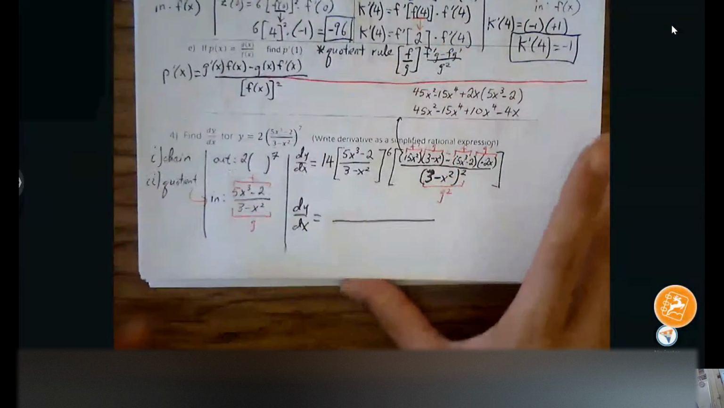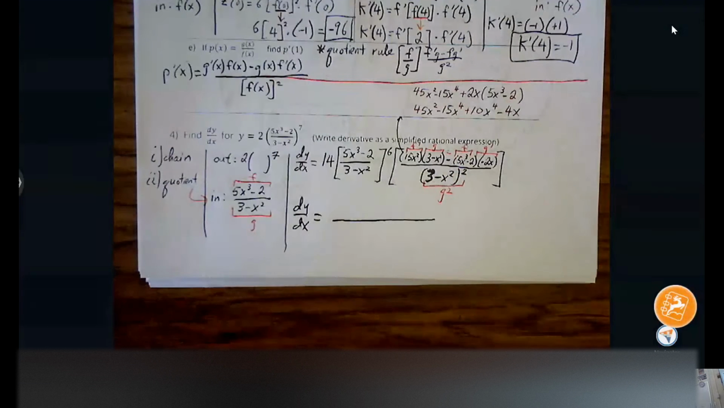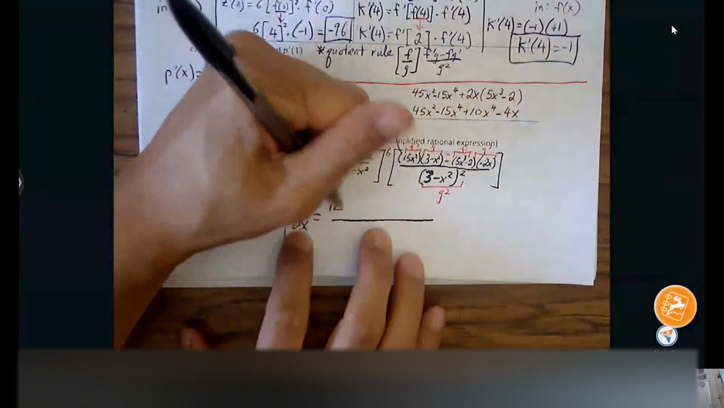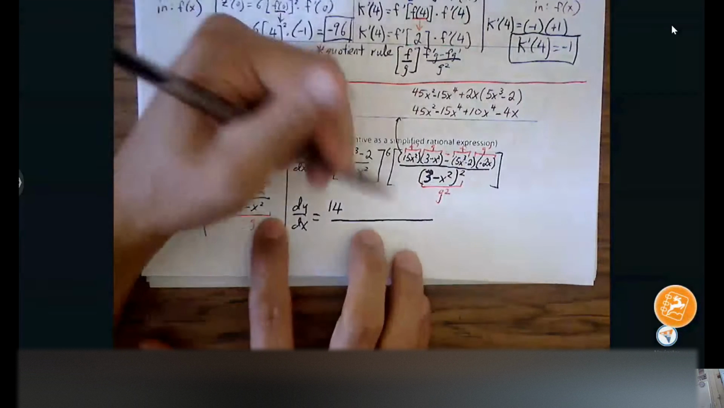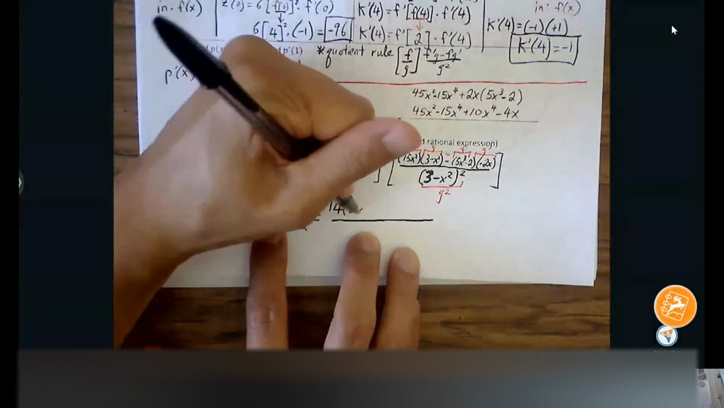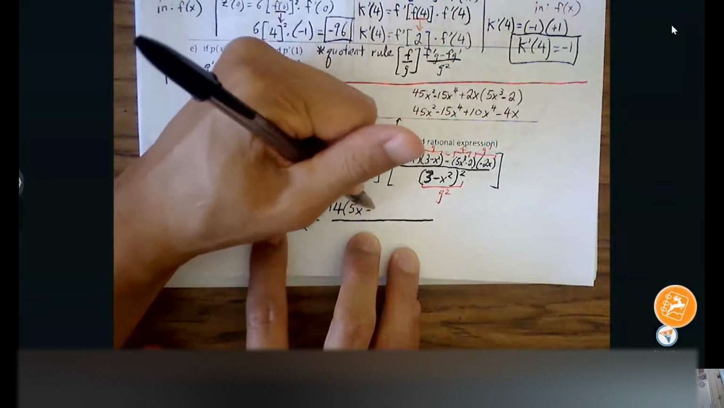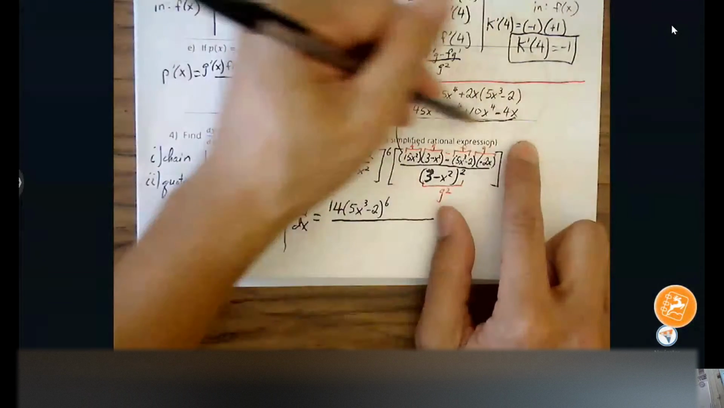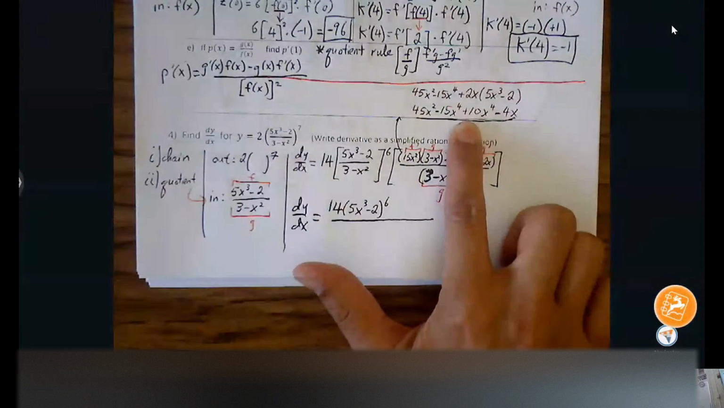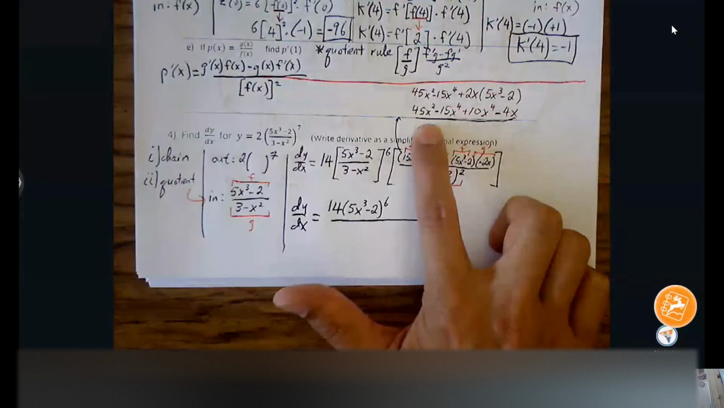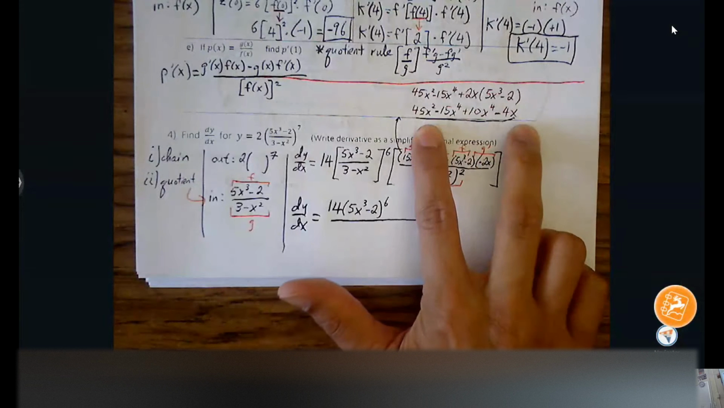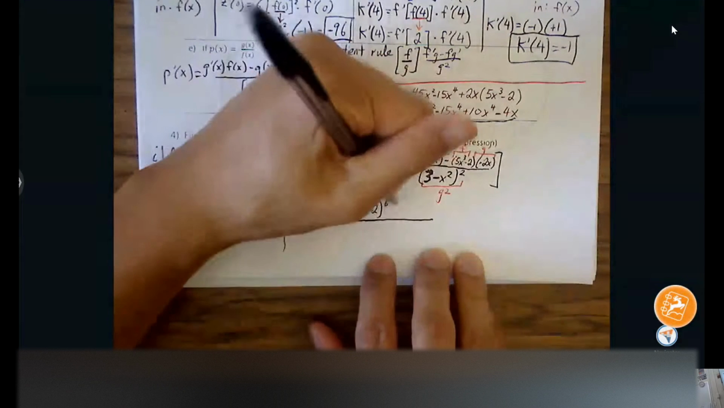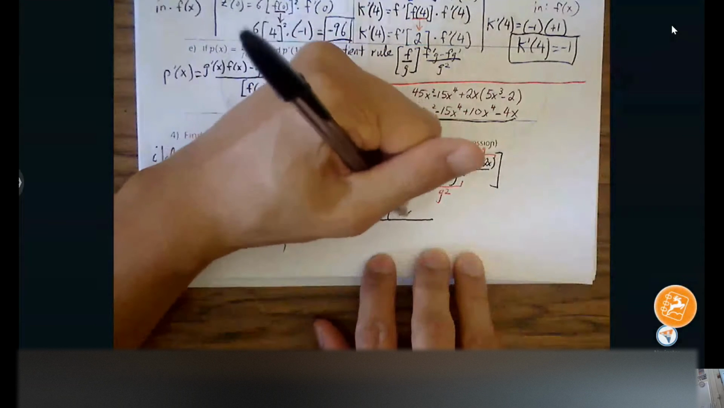So let's see what belongs up top and what we can put below. So above, I see the 14. I see the 5x cubed minus 2 to the 6th. And then if I continue to clean this up, I get negative 5x to the 4th plus 45x squared minus 4x. Doesn't matter which order you put those in.